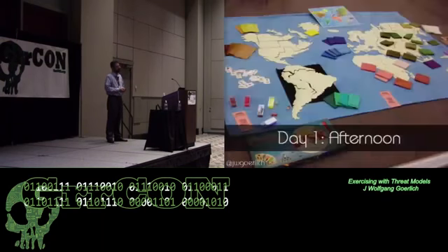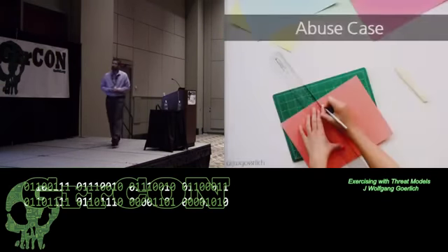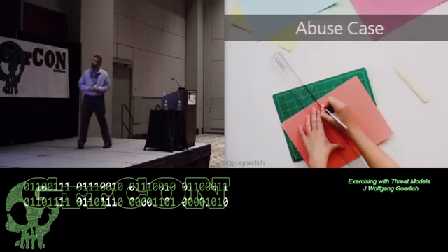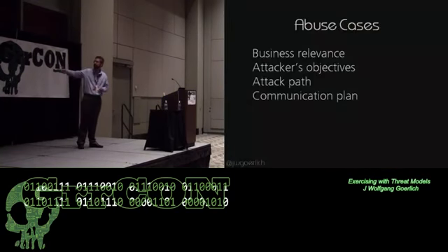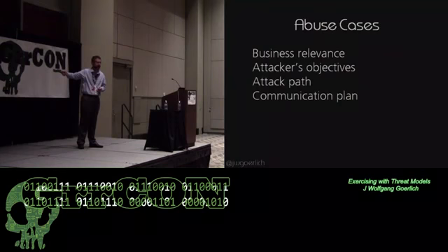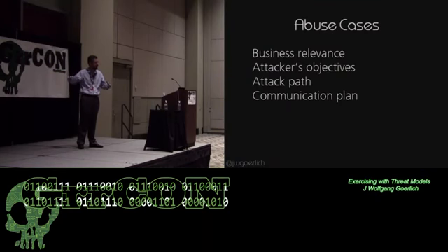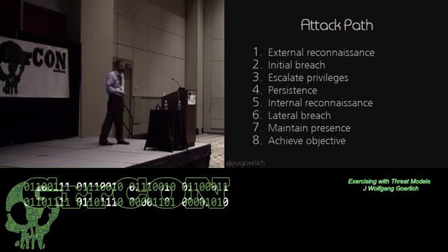So that brings us to tabletopping and doing the threat models. In my sec world, we call this an abuse case. So what an abuse case is: about a paragraph of business relevance with any numbers that can dictate impact and likelihood, given the attacker's objectives, and then the attack path. The attack path is that Excel file, which I'll walk you through, that lists out what the attack would look like, stage by stage, everything from external recon to achieving the objectives.